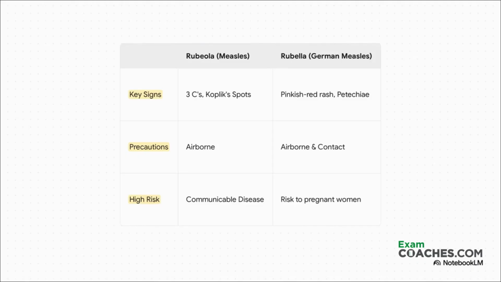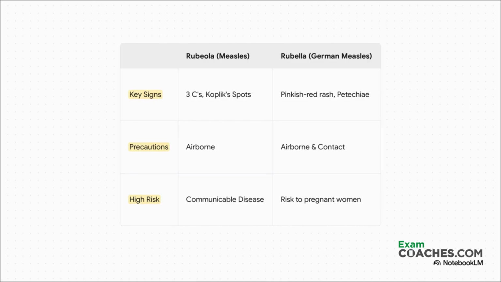Now, here's how you need to frame your thinking. Instead of a long list of facts, you focus on what makes them different. For rubeola, measles, you're looking for those classic 3 C's. That's coryza, cough, and conjunctivitis, plus those telltale Koplik spots in the mouth. The priority, get them into airborne precautions immediately.